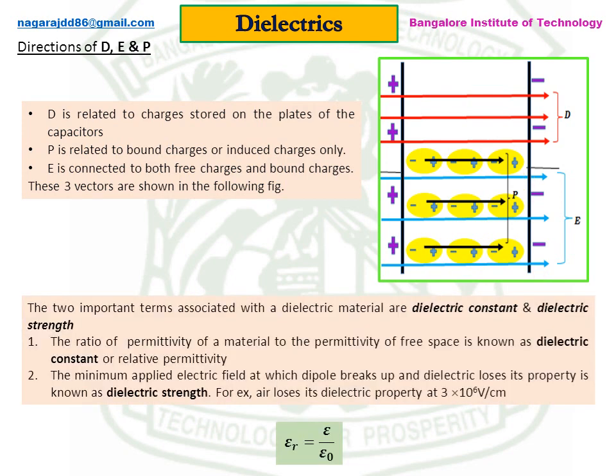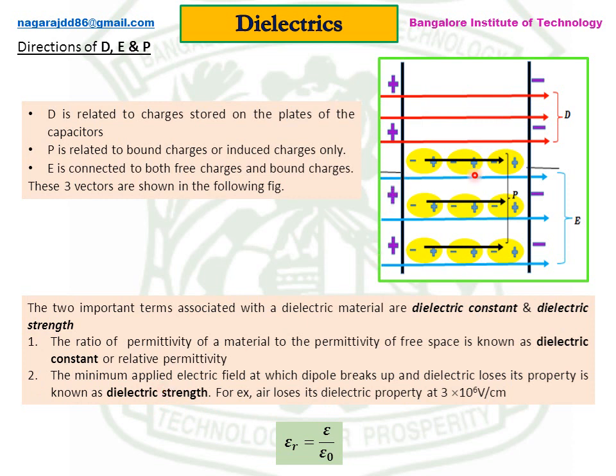Now coming to two main definitions which are connected to dielectric material. The two important terms associated with dielectric material are dielectric constant and dielectric strength. Dielectric constant, the ratio of permittivity of a material to the permittivity of free space is known as dielectric constant or relative permittivity. The second one, the minimum applied electric field at which dipole breaks up and dielectric loses its property is known as dielectric strength.